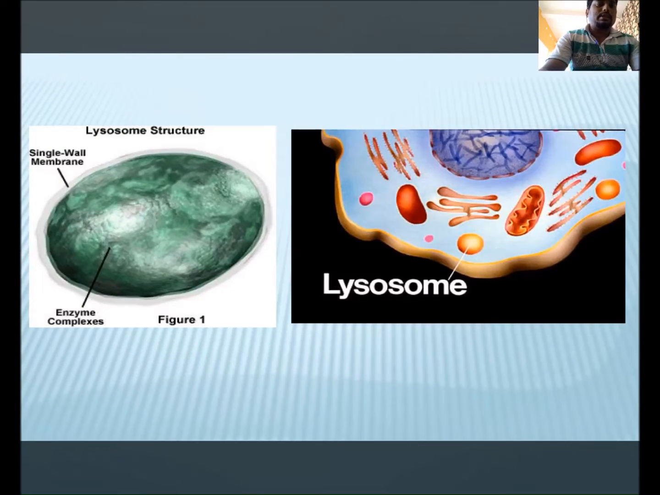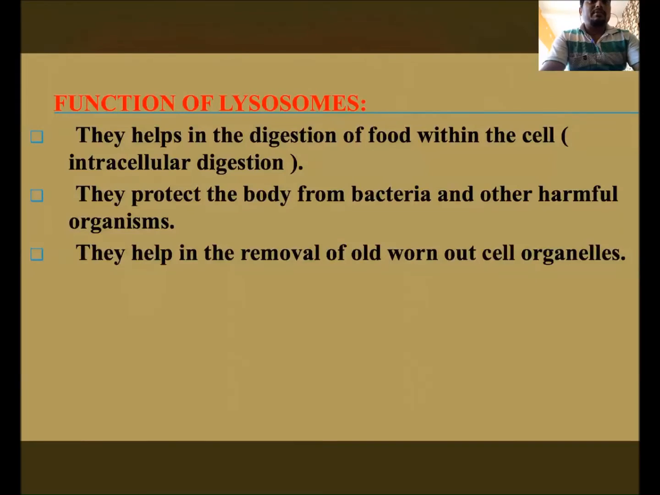Here we can see the larger view of the lysosome. You can see this picture. So these are oval shaped small structures, vesicle like structures, and these vesicles are formed from Golgi bodies, and they contain hydrolytic enzymes, and these hydrolytic enzymes, as we have seen, because of these enzymes it is called the suicidal bag of the cell, or it protects the cell also from the foreign bodies.